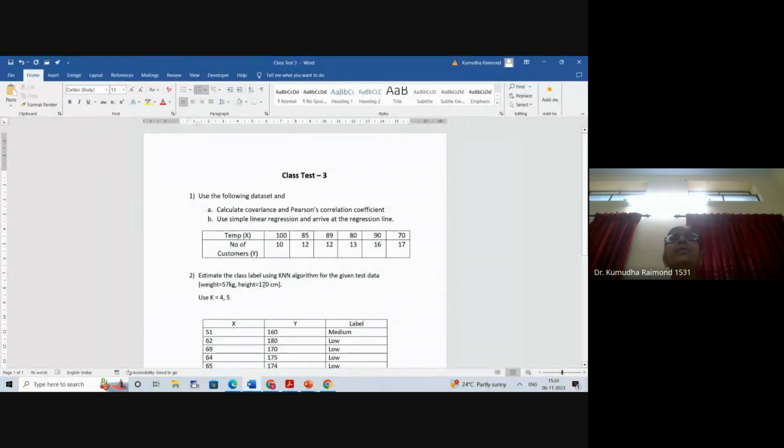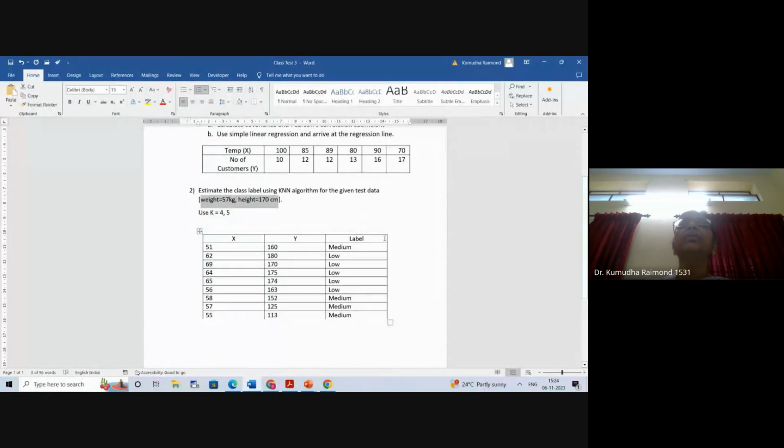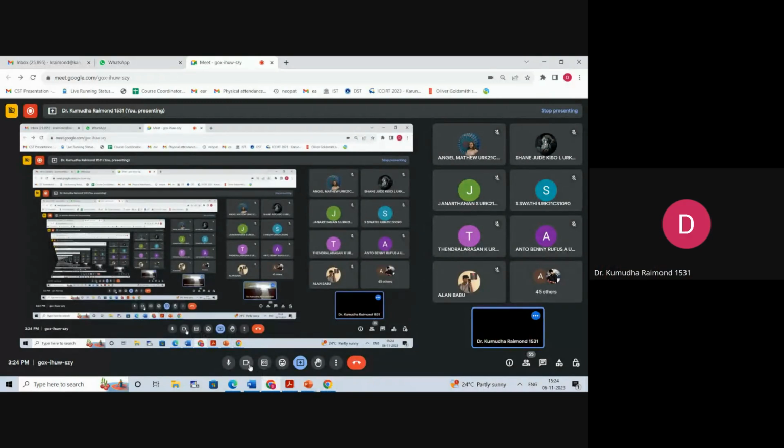And the second question is, you need to work on the KNN algorithm and try these particular values, and then show me when k equals 4 or k equals 5, what is going to be the label. The label is low or medium. It has got a set of input values. Okay, so these are the two questions which I'm going to upload now in the GCR.